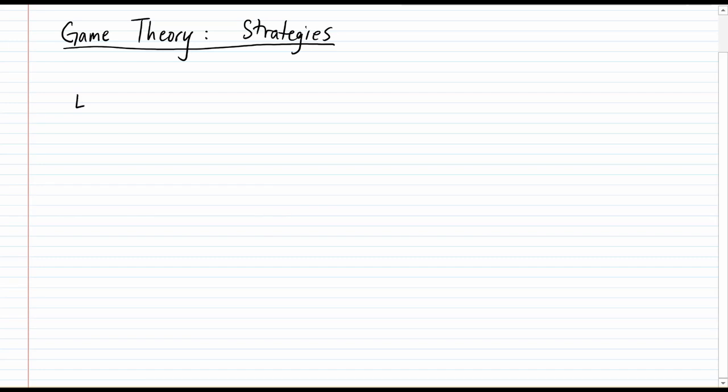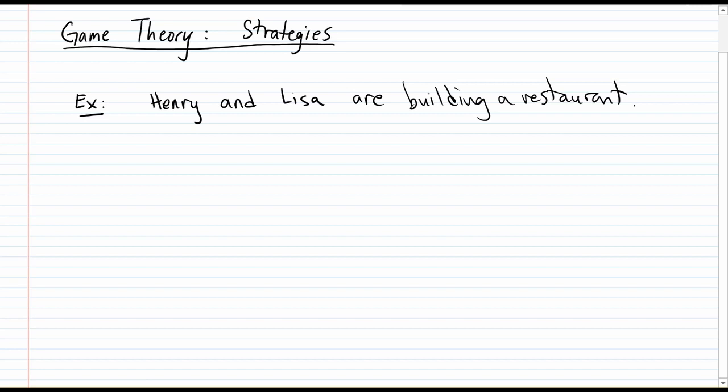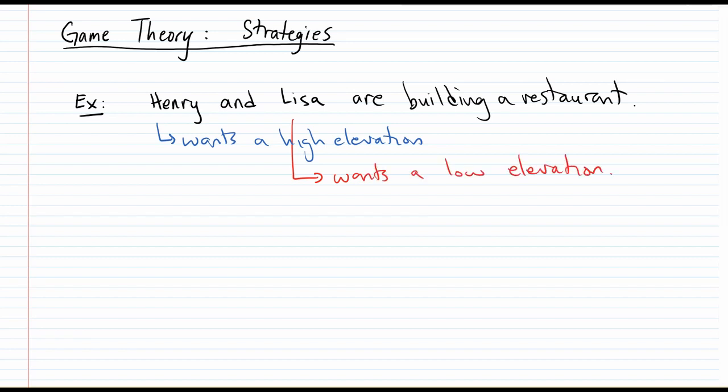So I want to start out with an example today. The first example is a game between Henry and Lisa. Henry and Lisa are building a restaurant, and Henry wants to build it at a high elevation, while Lisa wants to build it at a low elevation. To compromise, they decide they're going to play a little game with each other. There are 3 routes in the town: route A, route B, and route C.